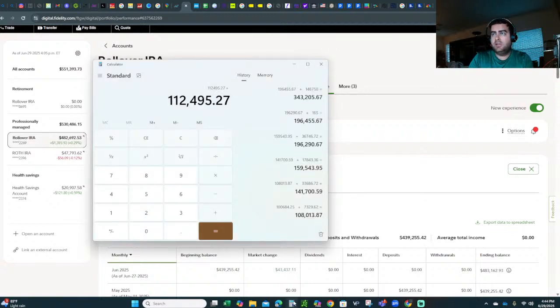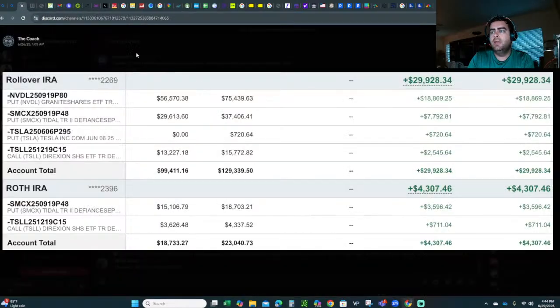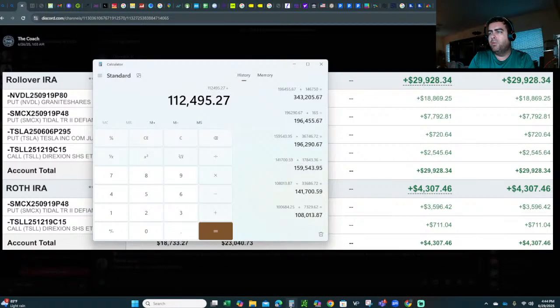495.27 plus the gains in Fidelity. You're going to see where my realized gains for the year are. So this is another 29,928.34 plus 4,307.46. Boom. 146,731.07. We're getting into mid to high six figures now. So that's the realized gain for the year, 146,731.07. I can't even believe that I'm saying that.